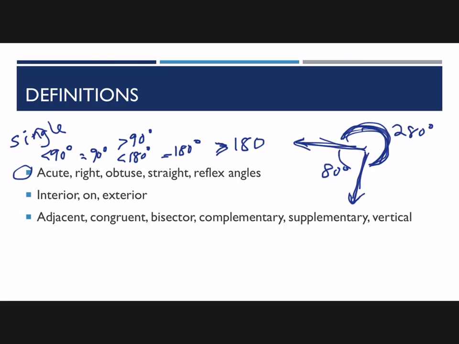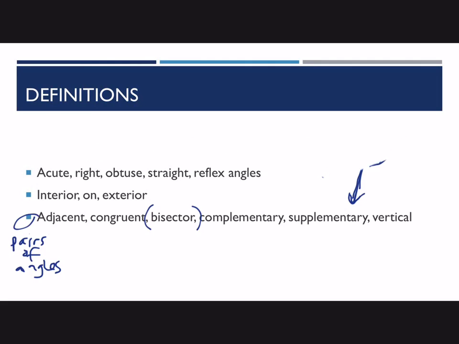Then we have some other definitions, and apart from this bisector one thrown in the middle, all of the rest of these refer to pairs of angles, or sometimes multiple angles, but usually we talk about them in pairs. Adjacent angles are ones that are next to each other, and they must also share a common vertex. For example, this angle and this angle are not adjacent. They are sharing a side, but not a complete side, and their vertices are two different ones. So those are not adjacent.